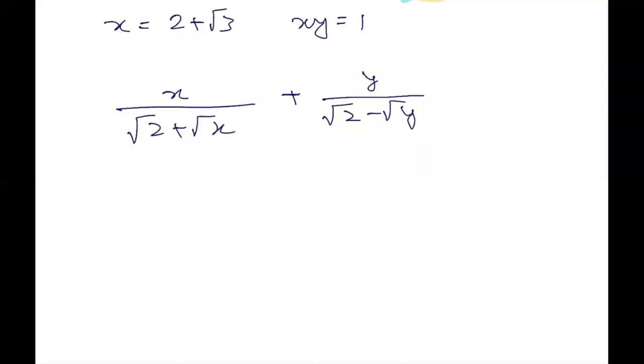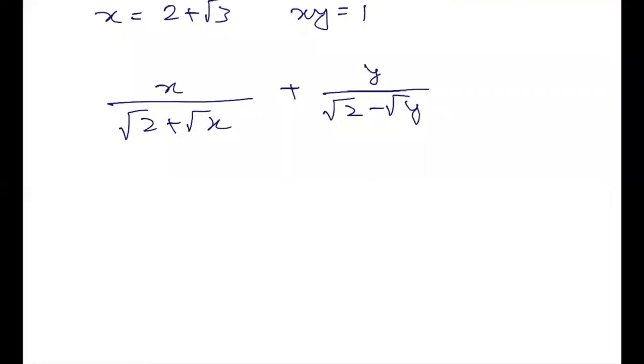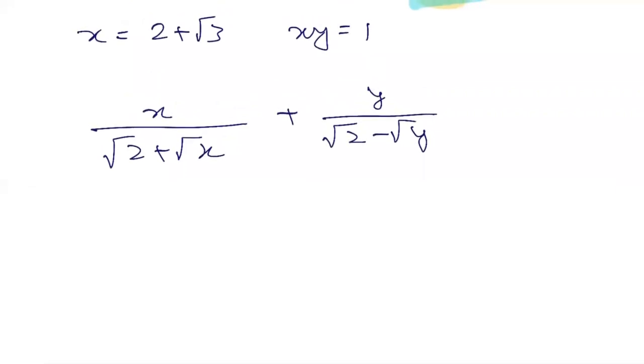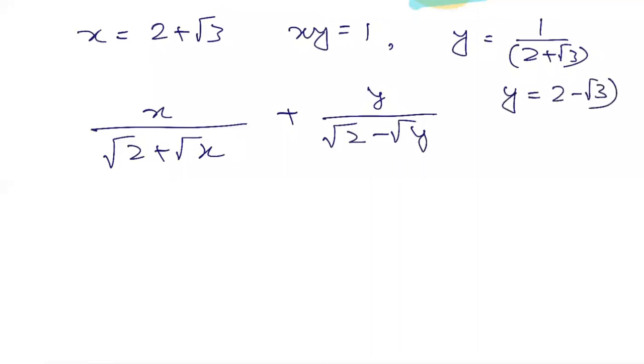Very good. Look, this is a simple one. x is given, right? So what I'm doing is multiplying with 2 again. Y is also given. So y is equal to 1 upon 2 plus root 3, multiplying by the conjugate. So you are getting y is equal to 2 minus root 3.